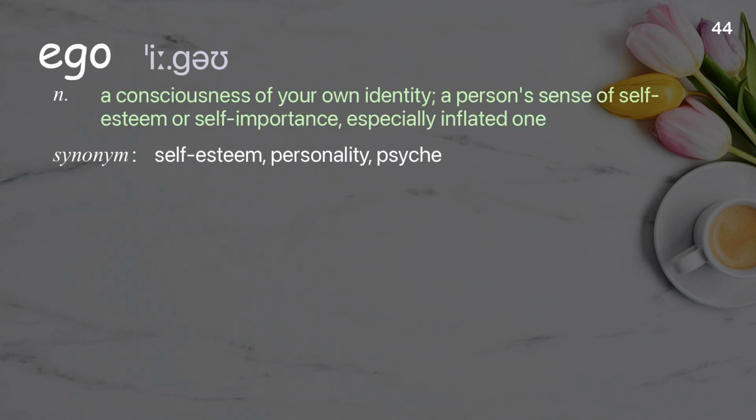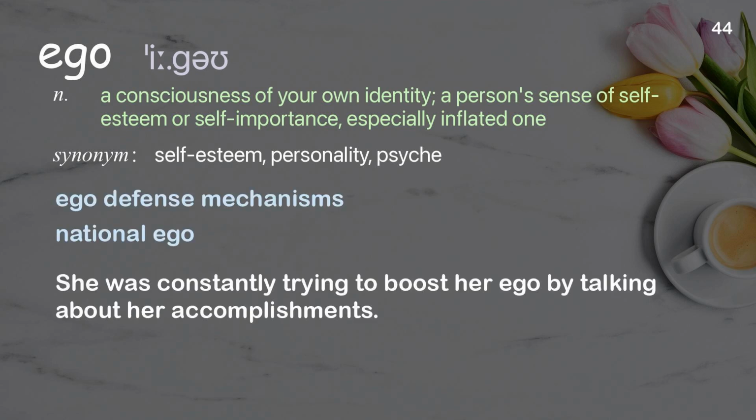Ego. A consciousness of your own identity, a person's sense of self-esteem or self-importance, especially inflated one. Examples. Ego defense mechanisms. National ego. She was constantly trying to boost her ego by talking about her accomplishments.